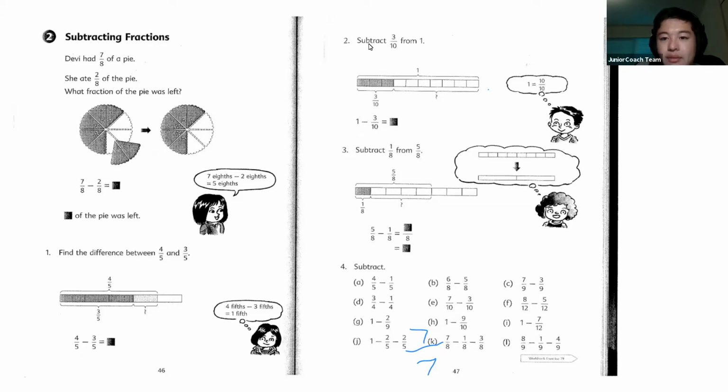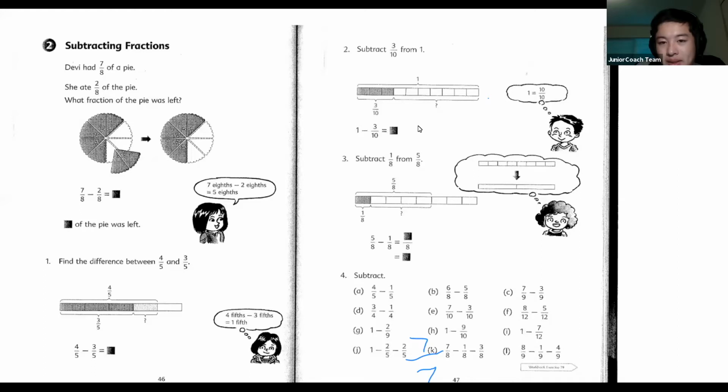Subtract 3/10 from 1. What would that be? So 1 is 10 over 10, right? It's 10/10 minus 3 over 10. What would that be? That would be 10 minus 3 equals 7 over 10, right?